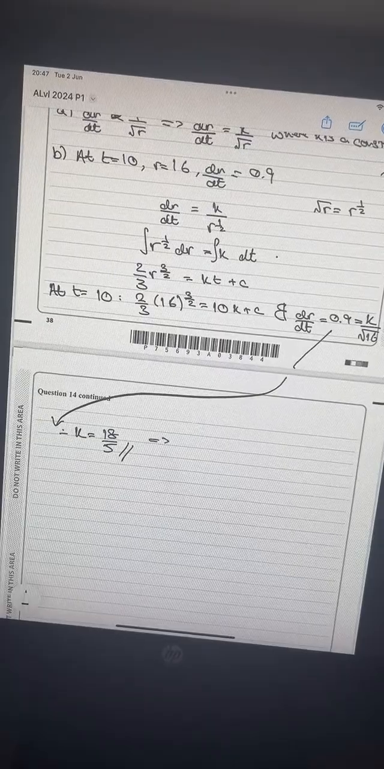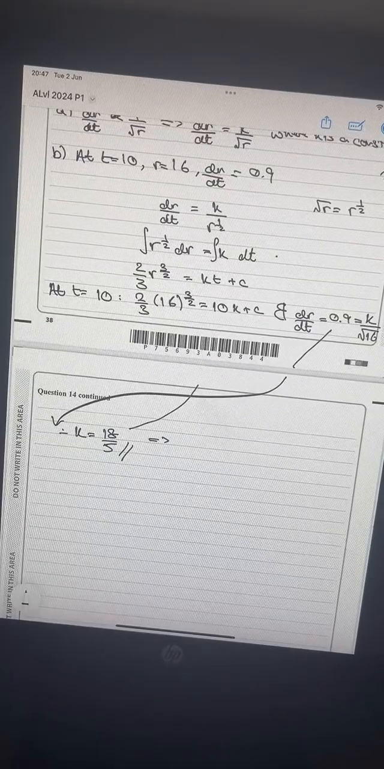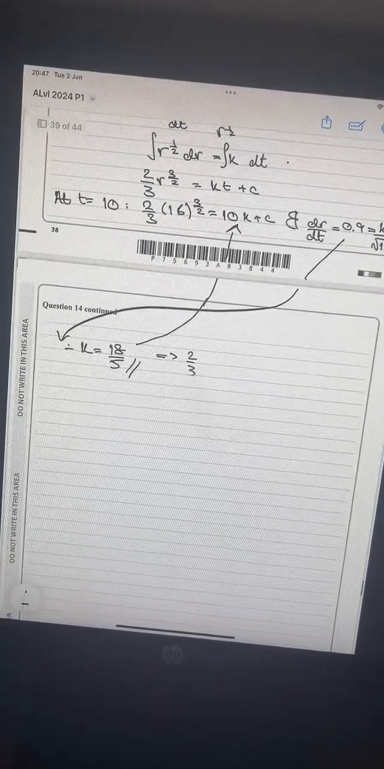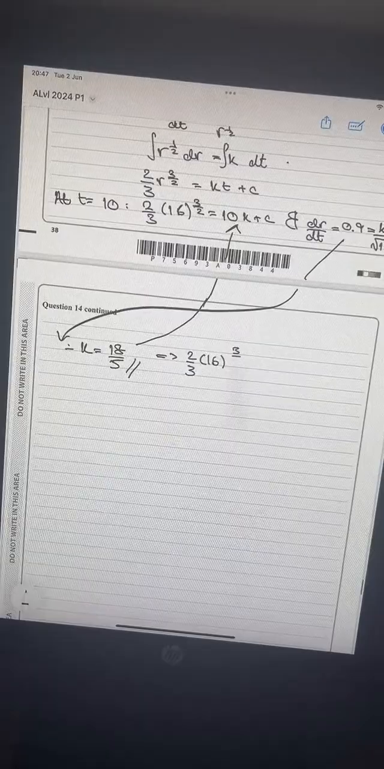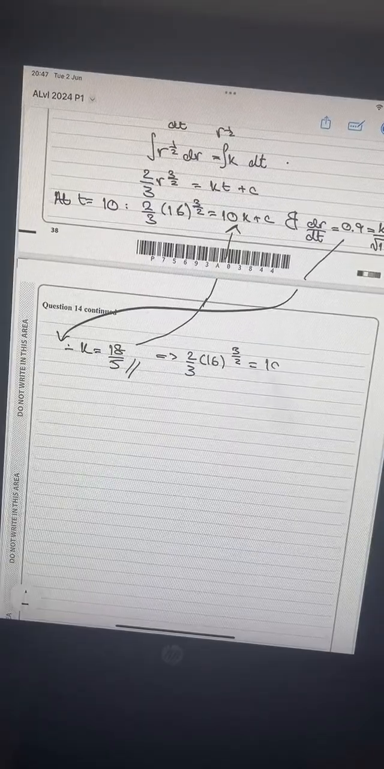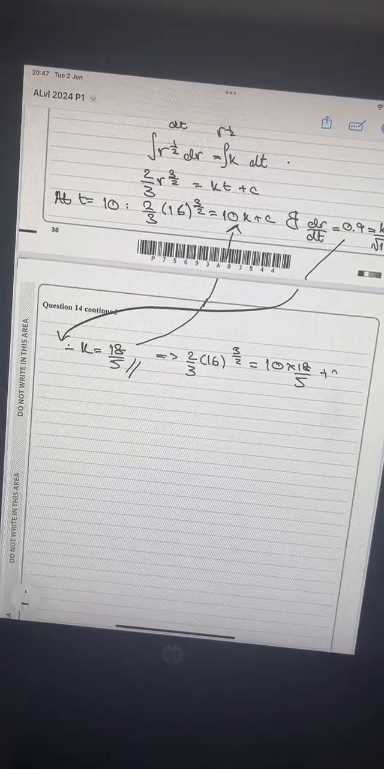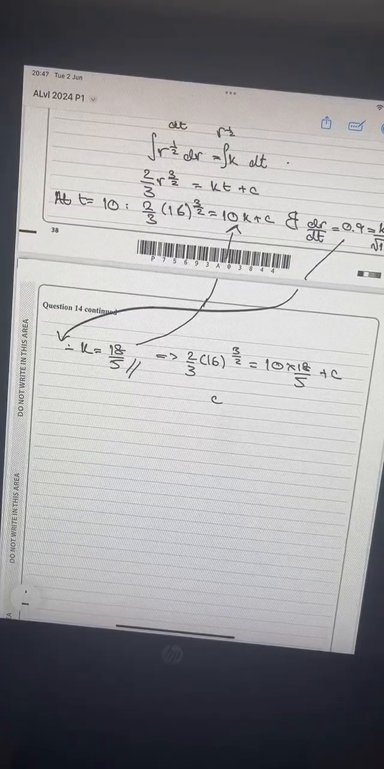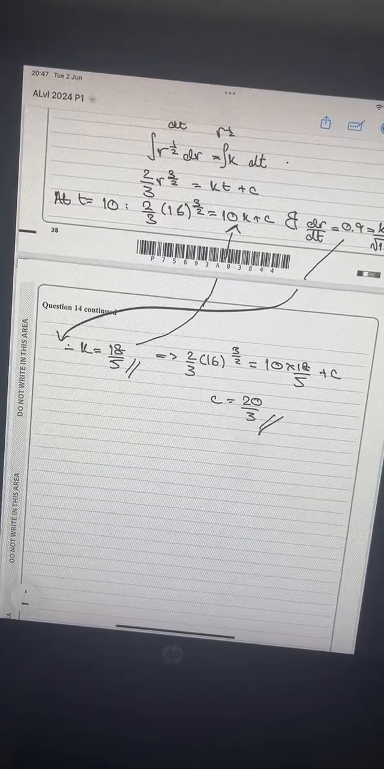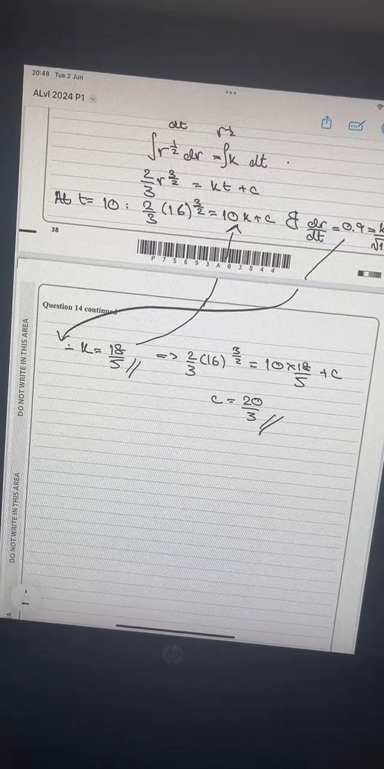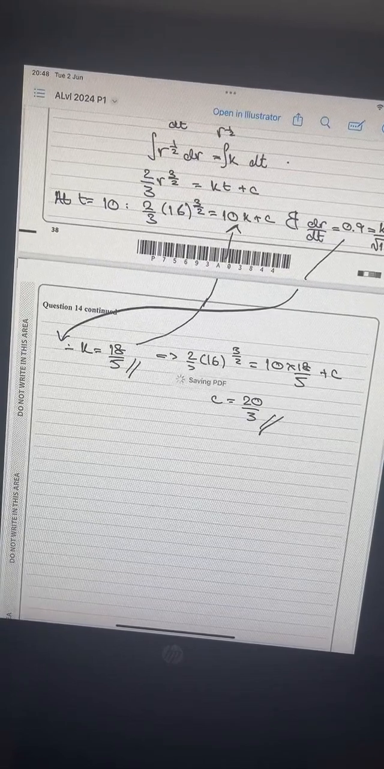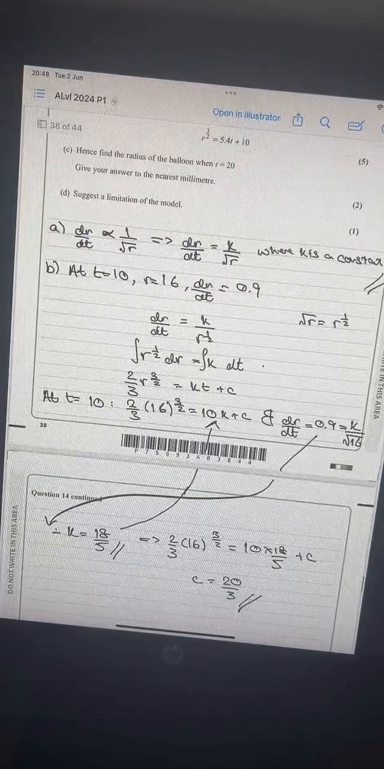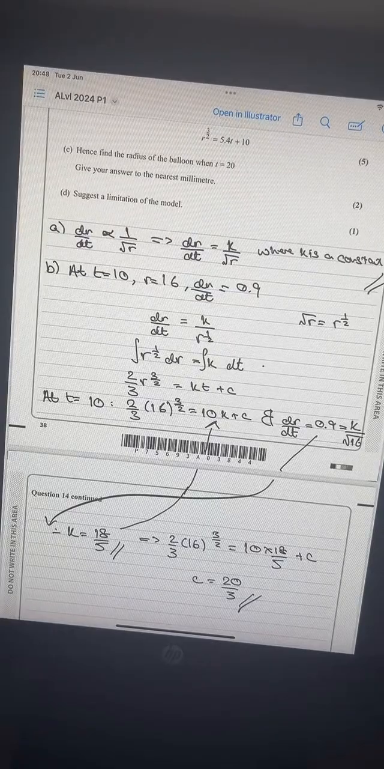So if I plug in my k value over here, I have 2/3 of 16 to the 3 over 2 equals 10 times 18 by 5 plus c. I've got 1 unknown, which I can easily solve for. So if I plug all this into my calculator, I do this, subtract this, I get c is equal to 20 over 3. Doesn't matter which side you put the plus c on. No, it does not. You can put it on either side. You can even put it on both, I think. Don't quote me on that.